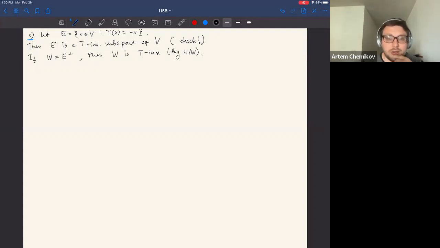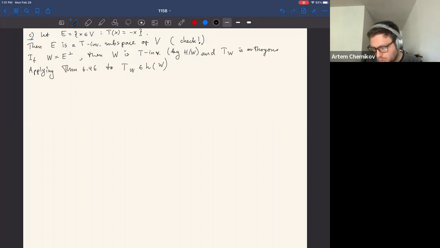Now we can apply the decomposition theorem, Theorem 6.46, to T restricted to W, an orthogonal linear operator on W. Here I should stress that, moreover, T_W is also orthogonal. This is by the same homework problem: the orthogonal complement of an invariant subspace is invariant, and the restriction of an orthogonal operator to it is still orthogonal. So we can apply Theorem 6.46 to this operator, T_W, the restriction.